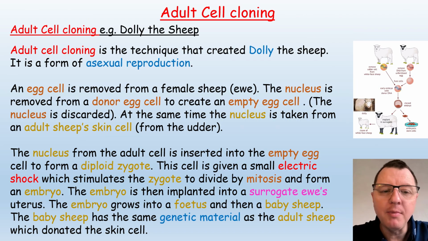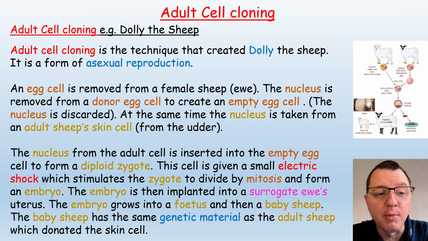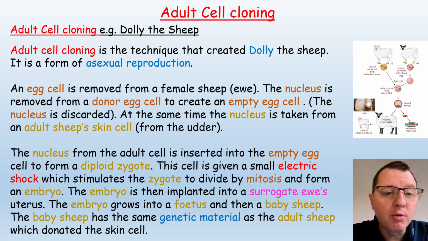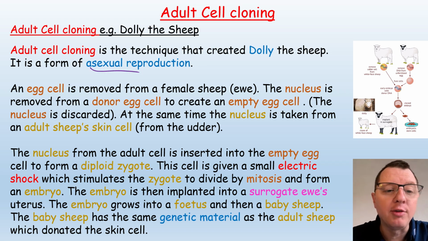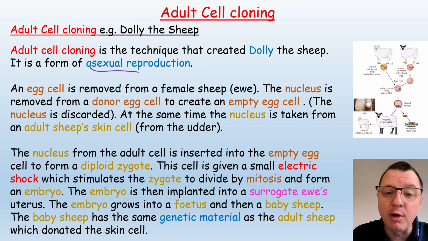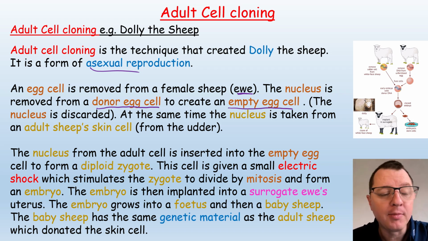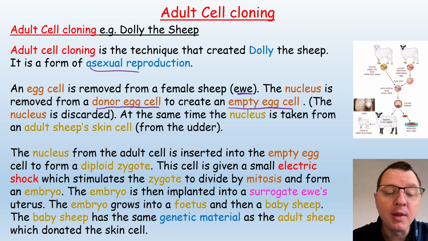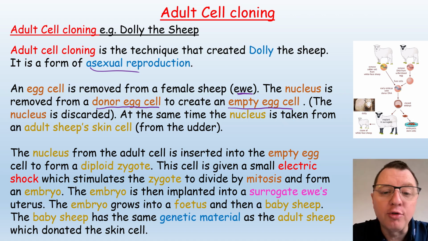So here is that same idea again, but this time with a little bit of writing. So adult cell cloning is a technique that created Dolly the sheep, and as we've already said, it's a form of asexual reproduction. So the first thing to do is to take an egg cell and remove it from a female sheep, also known as a ewe, and the nucleus is removed from this donor egg cell to create our empty egg cell. We discard that nucleus, we don't need it. Remember, that would only be a haploid nucleus, it is of no importance to us.